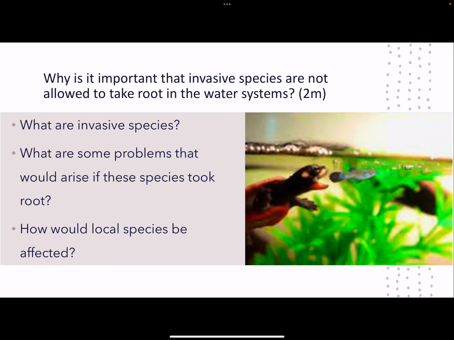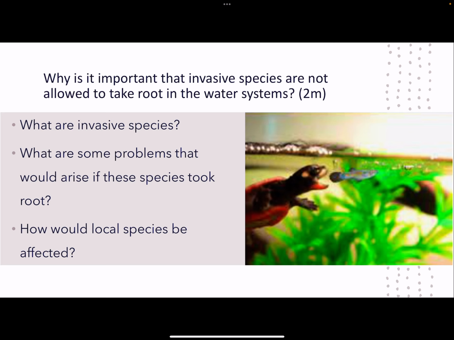And then finally, the question on why is it important that invasive species are not allowed to take root in the water systems? What are invasive species? What is your understanding of invasive species? What problems would arise if you allow them to take root? What will, more importantly, happen to the local species? If you look at the question carefully, it's actually asking you not only about the invasive species, but what is the impact on the local species in the water systems.